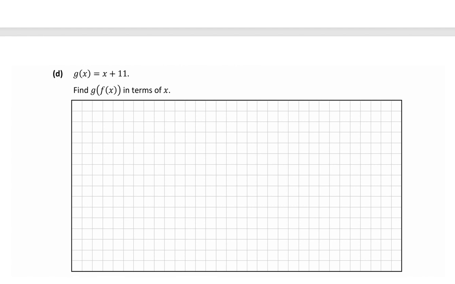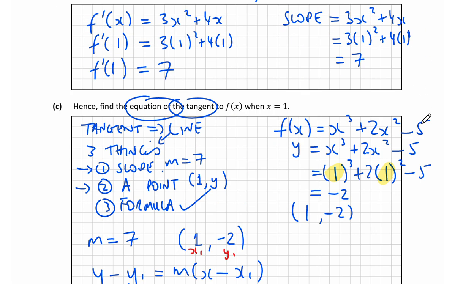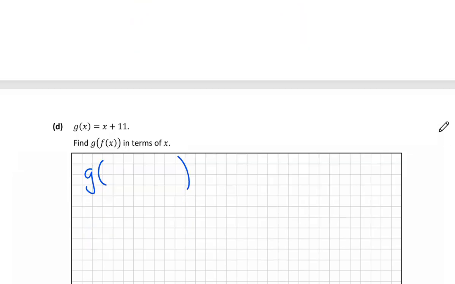We have another part. g of x is equal to x plus 11. Find g of f of x in terms of x. Holy moly. Right, g of x. So what we've got to do here now, we know that f of x is what? What is f of x? f of x is x cubed plus 2x squared minus 5. That is what f of x is.